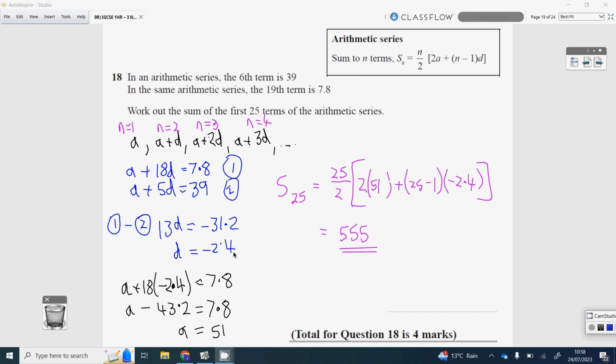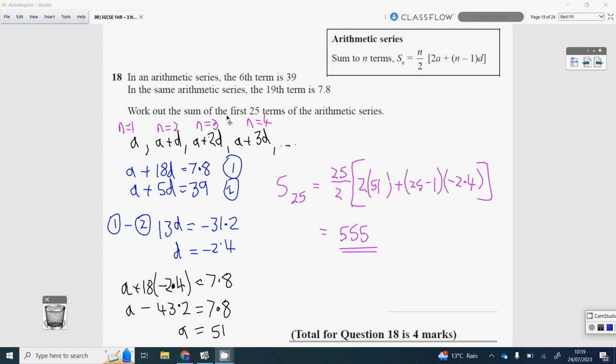Substituting that back into either equation, I've substituted it into equation 1. So I now know that D is minus 2.4. I can work out that A is 51. So the first term was 51. My common difference, D, is minus 2.4.